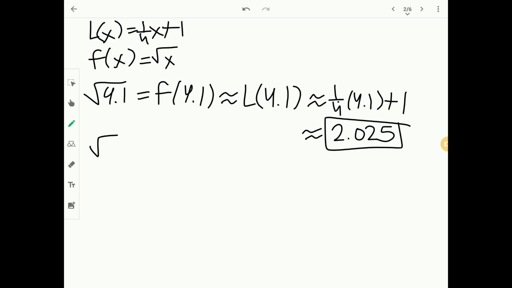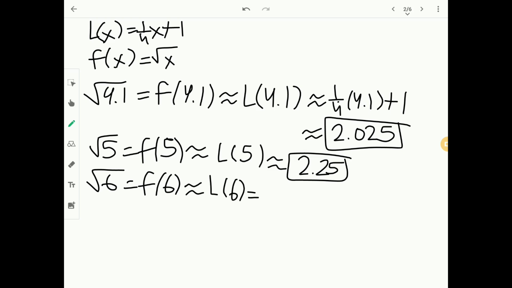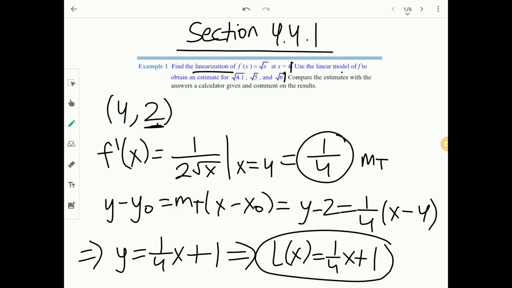Same thing with radical 5 is equal to f of 5, approximately L of 5, which is again substituting, we get 5 divided by 4 plus 1, 2.25. And square root of 6 is f of 6, which is L of 6, 2.5. We have answered the second part.